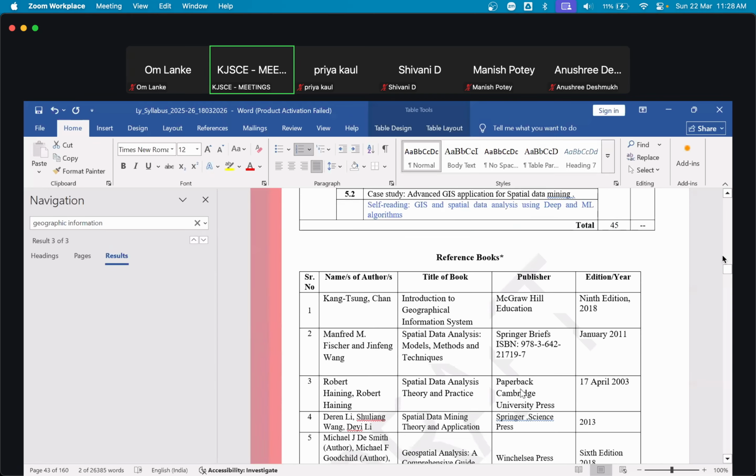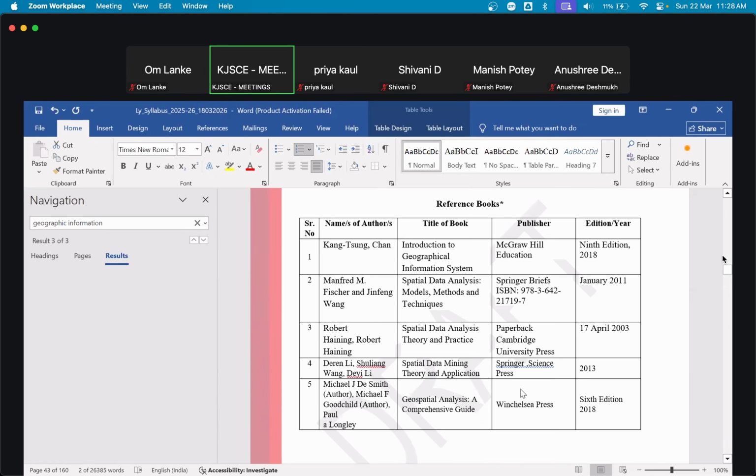So this is about the content, and then about the books. We have sufficient books in our library as well. There is the Chang book, Introduction to GIS, and all the different books are available in our library. So this is about the reference books.